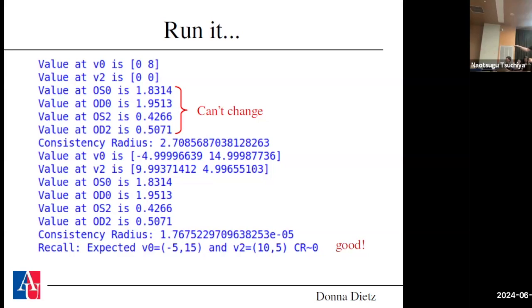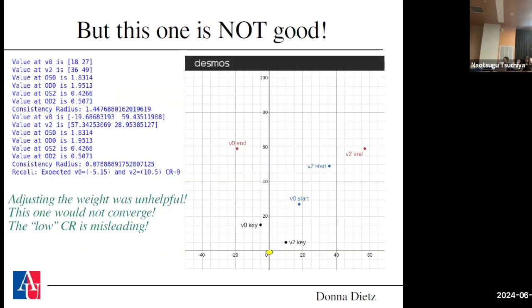And then the consistency radius started at 2.7. Then we optimized and we got back to -5, 15, 10, 5. That's good. And these, of course, didn't change. And then we have a low consistency radius. Good, we win. Great.